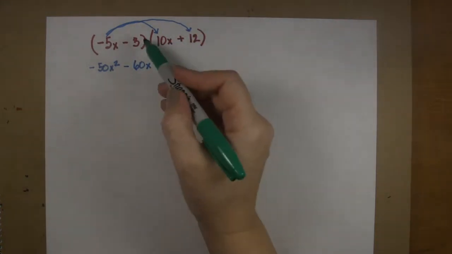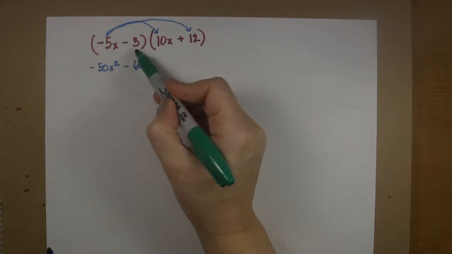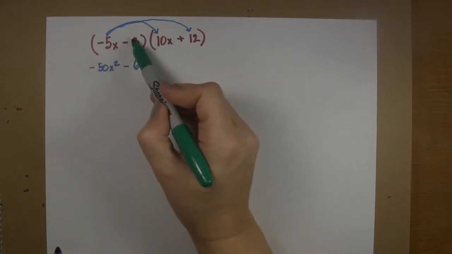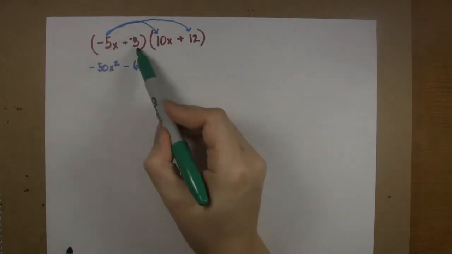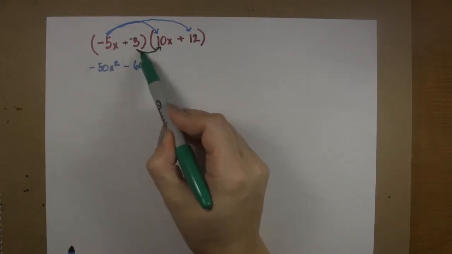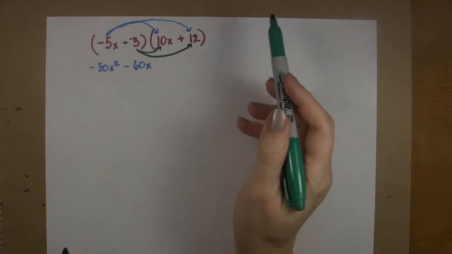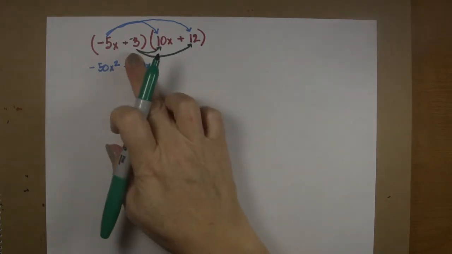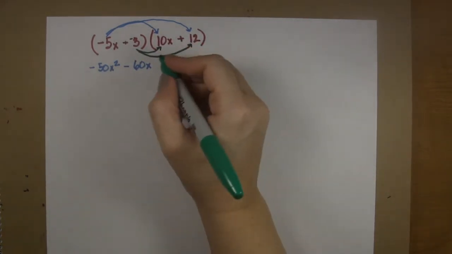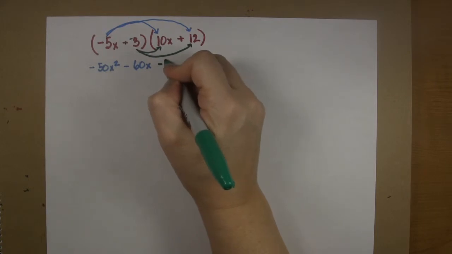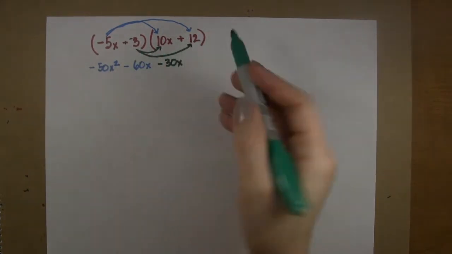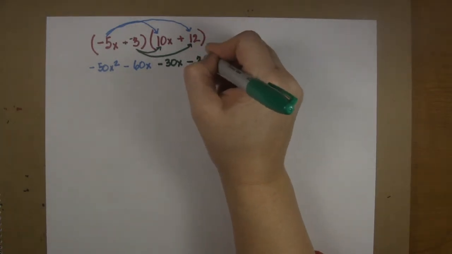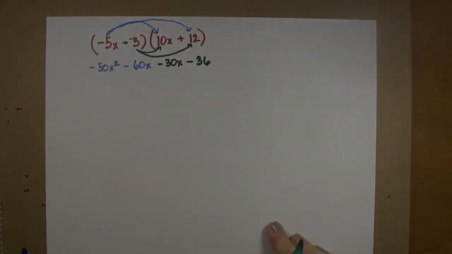Once we're done with that, we now move to the second term in our binomial. Remember, this is really a -3, right? Because we could change that into plus a negative like that. So we're going to distribute our -3 over the same two terms. -3 times 10x gives us a -30x. And -3 times +12 gives us a -36. So that's what I've done so far.